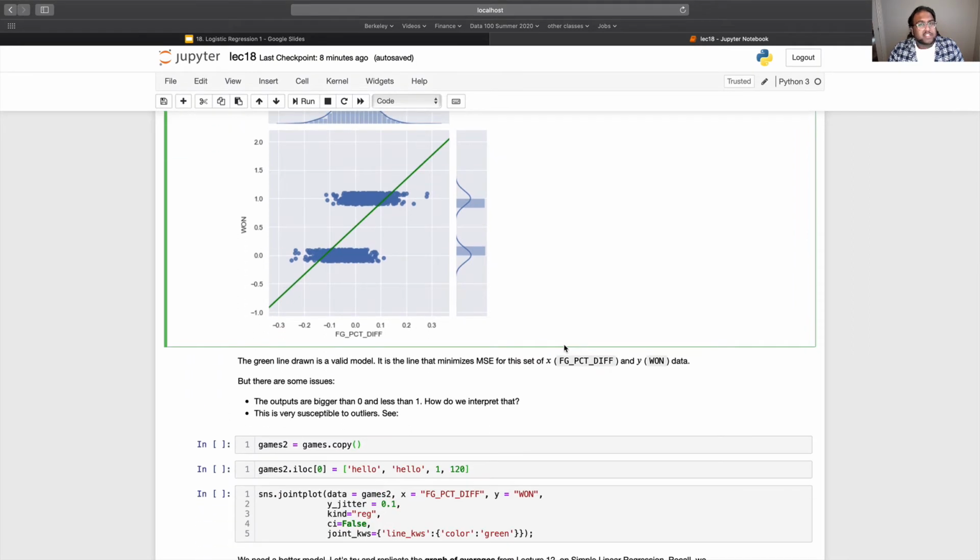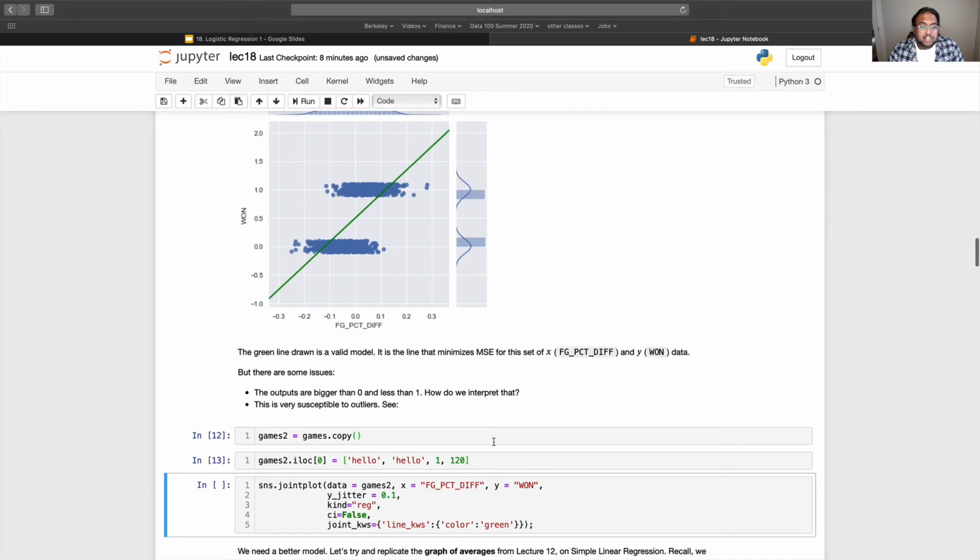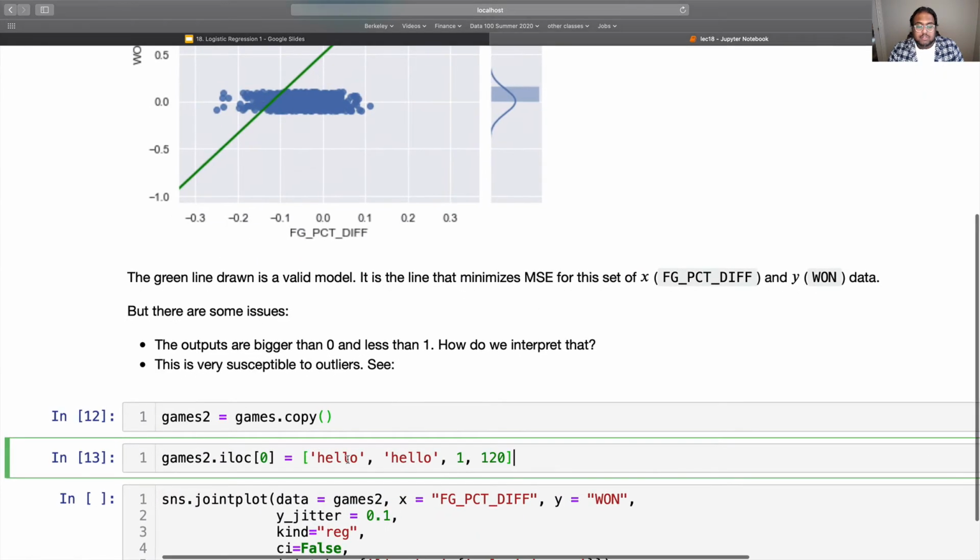It is also very susceptible to outliers. And to show you why, let's look at an example. What I'm doing here is making a copy of my games data frame, and I'm adding an outlier row to the very bottom. So I'm setting the game ID and the team name to be whatever, because those aren't important here. I'm going to say that this team won their game, and so that's why this value is a 1. And I'm going to say their field goal percentage difference is 120.